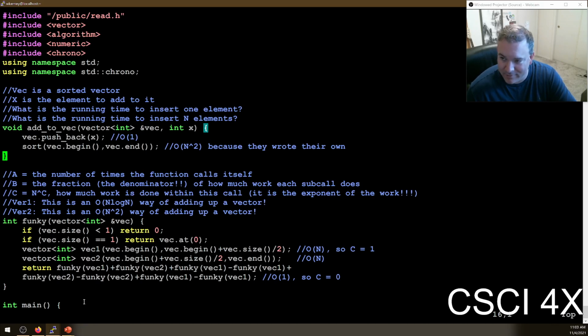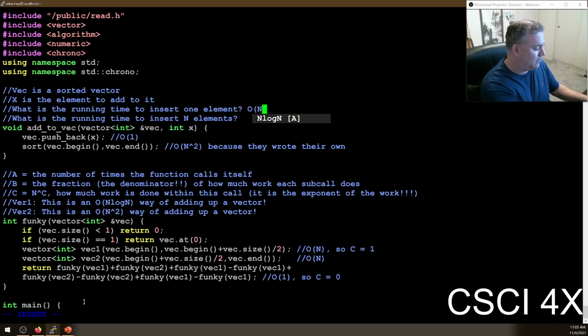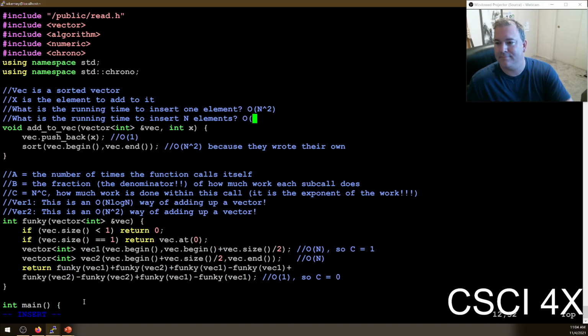Vec comes in sorted, vec leaves sorted, X has been added to it. Yeah. So the running time to insert one element is, in fact, order n squared. What is the running time to insert n elements? N times, you're going to do n squared work. What is the running time? What is n times n squared?